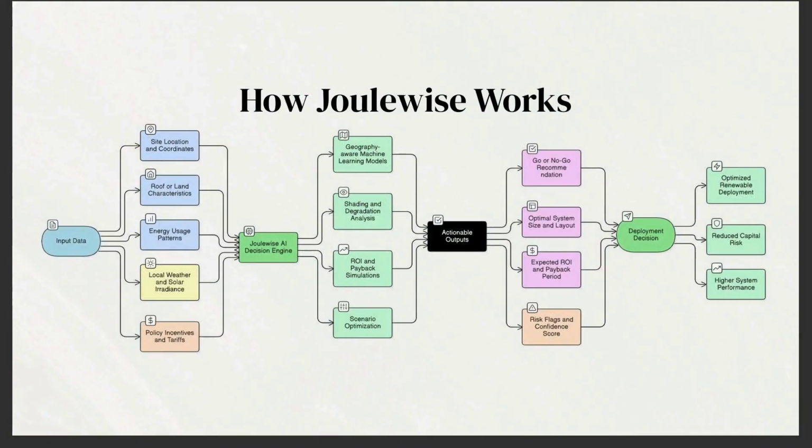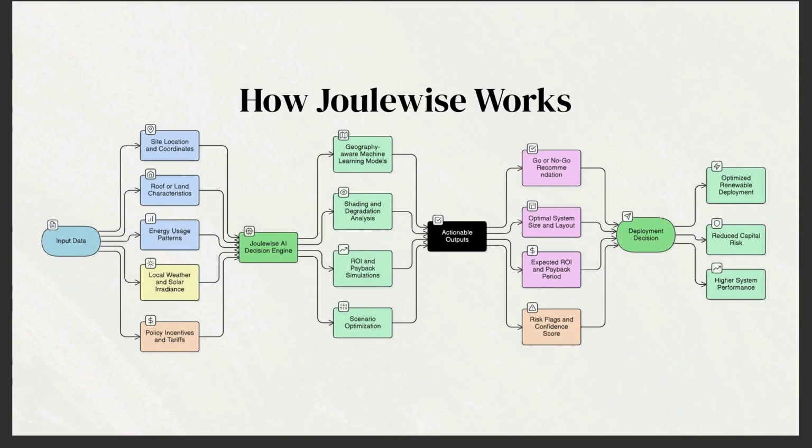So finally, with the demo, we want to show how Joulewise is going to work. The user and the consultant are going to give out the site location, the coordinates, roof and land characteristics. The usage pattern is going to be fetched directly from your meter. The local weather can be fetched, and the policy incentives can be taken from the internet. All of this is going to be done in the backend for the AI decision engine. And finally, you will be left with an optimized renewable energy deployment, reduced capital risk, and higher system performance.